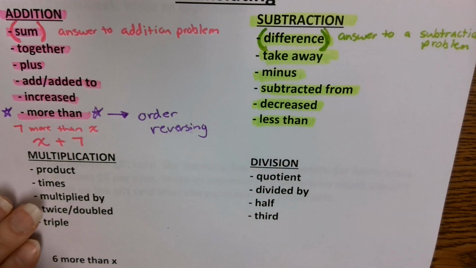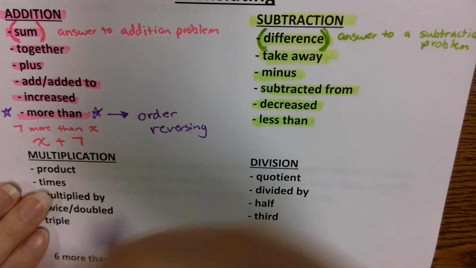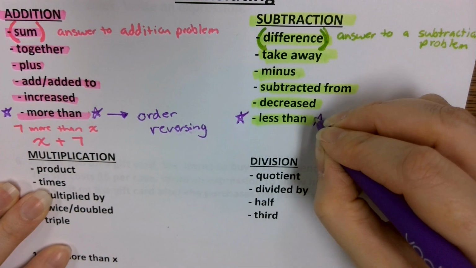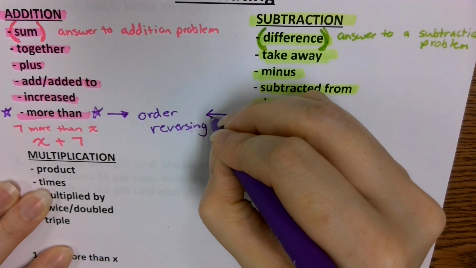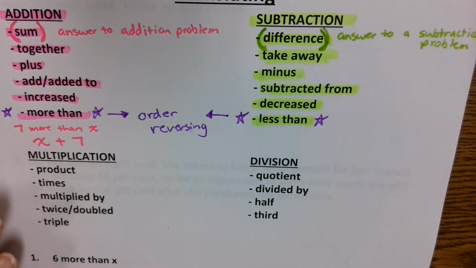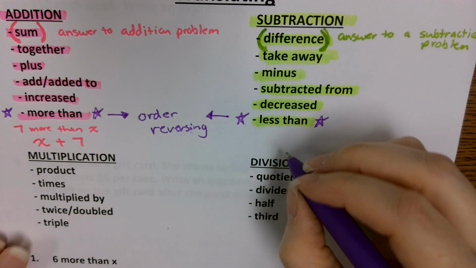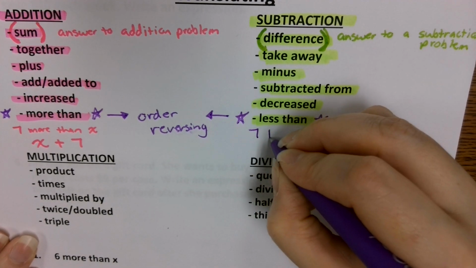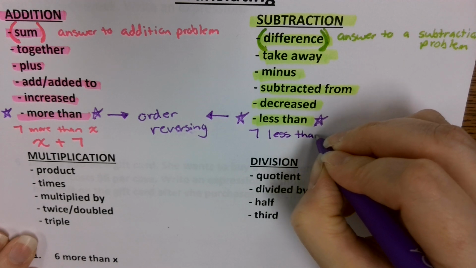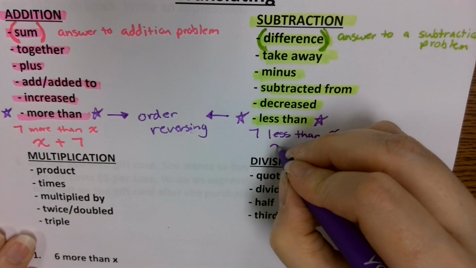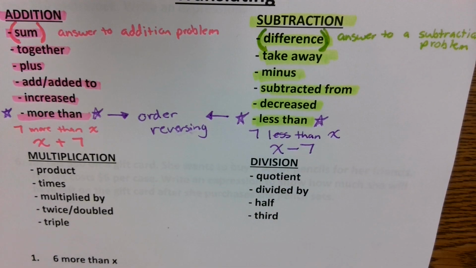And then the term less than. Less than is also an order reversing word. And this is the kind where it does matter. The order that you write a subtraction problem does matter, because 7 minus 2 is not the same thing as 2 minus 7. One of them is positive, the other is negative. So the order does matter that you subtracted. So again, if I say 7 less than x, then I mean I'm taking x and I am subtracting 7.